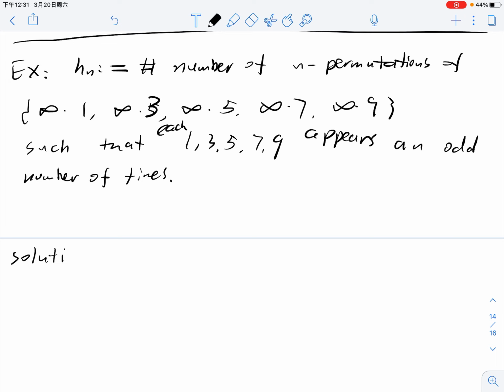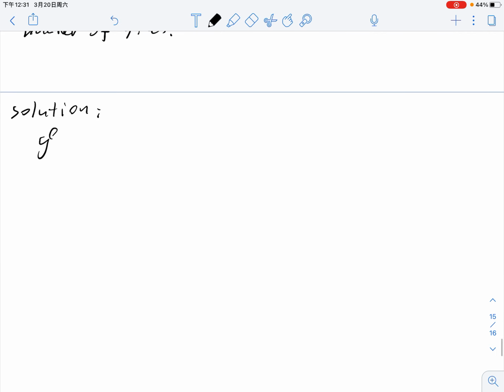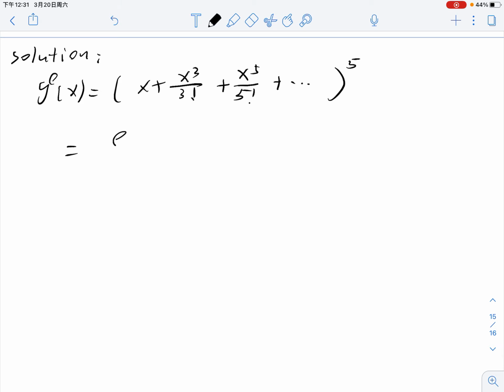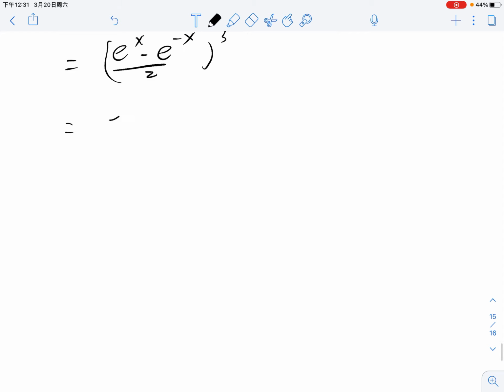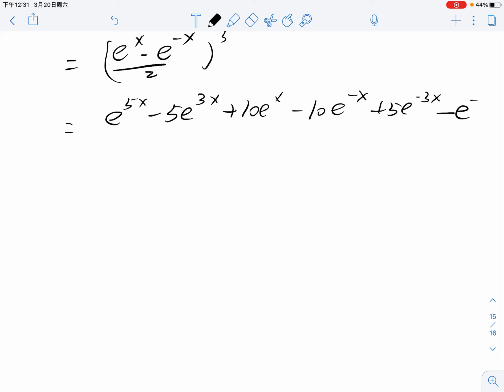And the solution is easy. For the generating function, we can manually write it down: (x plus x cubed over 3 factorial plus x to the 5 over 5 factorial plus all the way to infinity) to the fifth power. And this is ((e^x minus e^(-x))/2) to the fifth power. And this is (e^(5x) minus 5e^(3x) plus 10e^x minus 10e^(-x) plus 5e^(-3x) minus e^(-5x)) divided by 32.